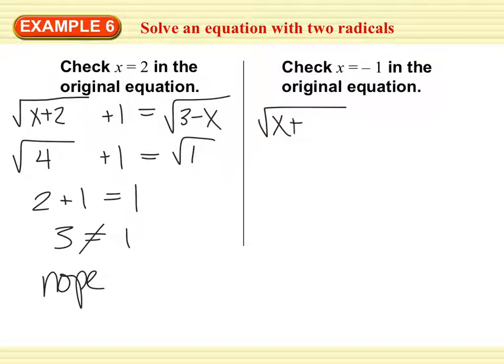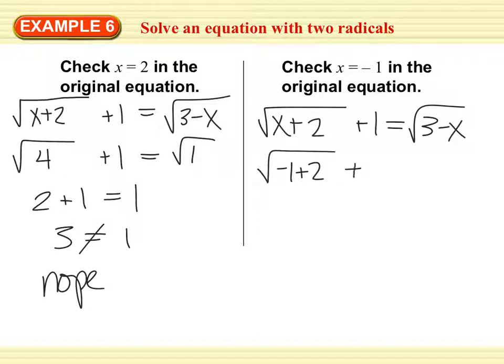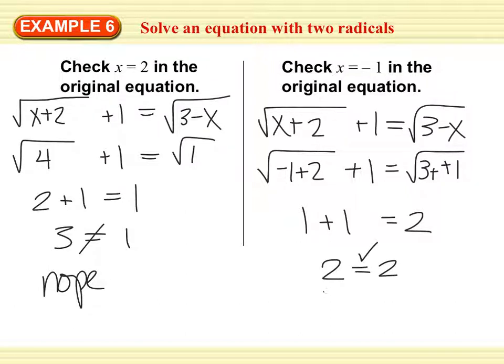I certainly hope this one works. I'm just kidding. One of them has to work, because if it doesn't, then we've done something wrong in the beginning. So negative 1 plus 2 is 1. Square root of 1 is 1. 3 minus negative 1 is 4. 2 does in fact equal 2. We are good to go. Yay!